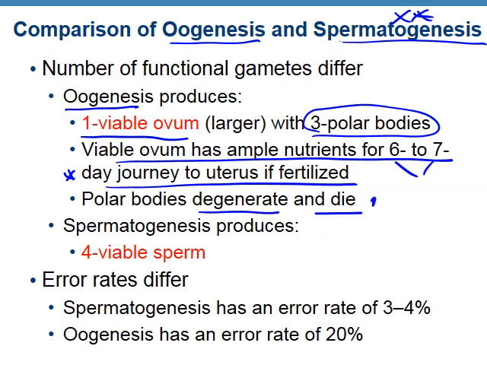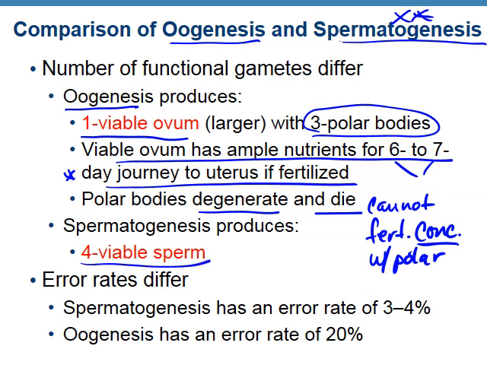So you cannot fertilize and conceive with a polar body. I guess technically a polar body could get fertilized, but probably wouldn't. And really, we're talking about conception here. So even if a sperm did penetrate a polar body, it doesn't have the nutrients in order to implant in the uterus, and you wouldn't be able to conceive from having a polar body fertilized.